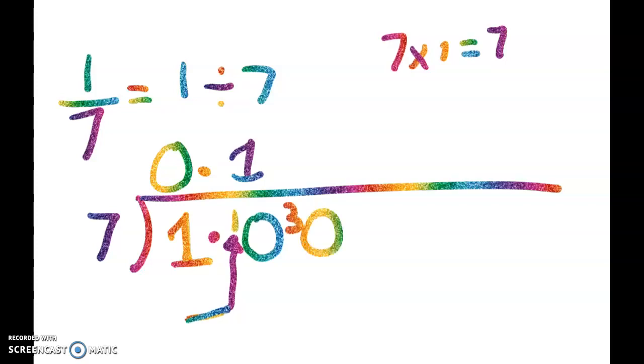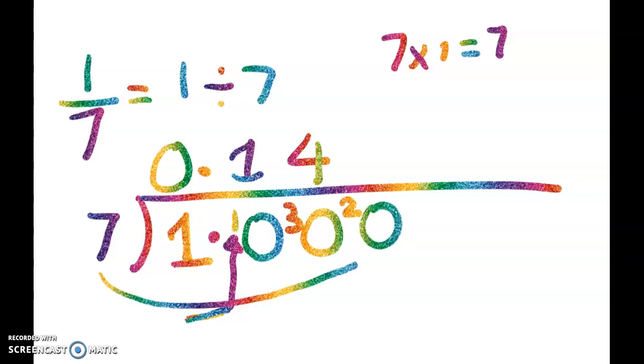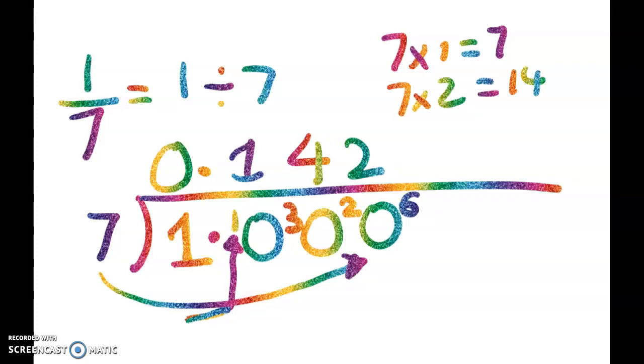Now, how many times does 7 go into 30? 7 fours are 28. And we've got 2 left over. So now 7 will go into 20. 7 twos will go into 20. 7 twos are 14. And we've got 6 left over.